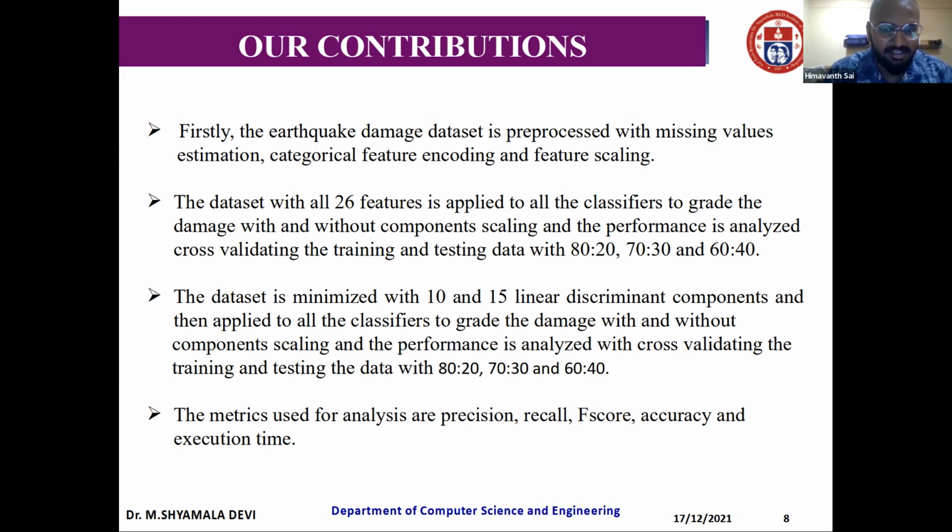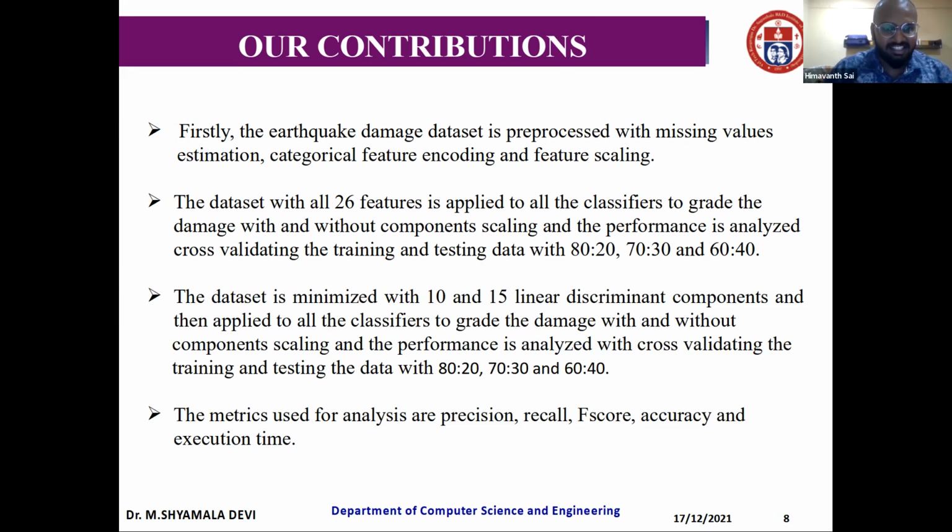The data set will have all 26 features applied to all the classifiers to grade the damage with and without component scaling. And performance is analyzed by cross validating and training the data with 80:20, 70:30 and 60:40 ratios, according to the grading of the earthquake which is going to occur.